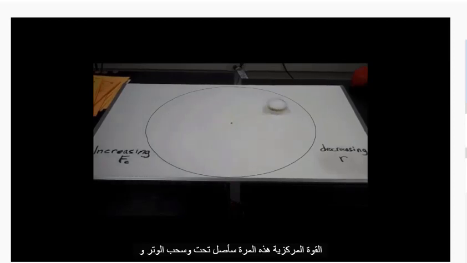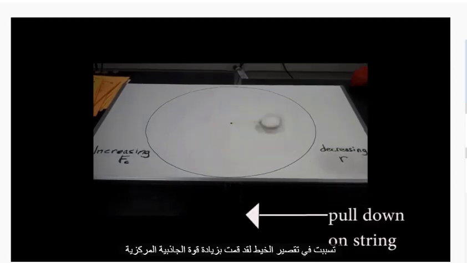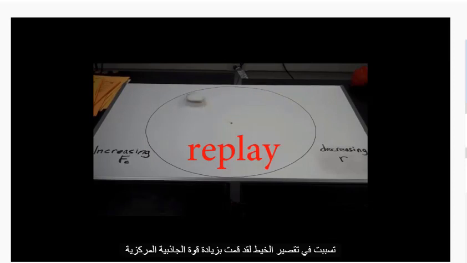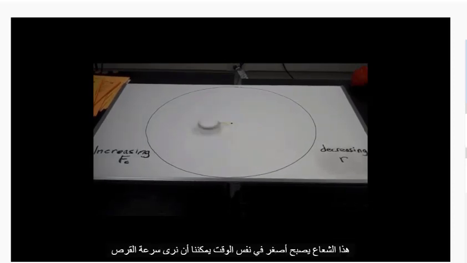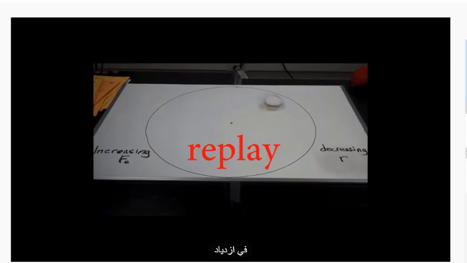This time I'm going to reach under and pull on the string and cause the string to get shorter. I have increased the centripetal force, forcing this radius to get smaller. At the same time, we can see the speed of the puck is increasing.